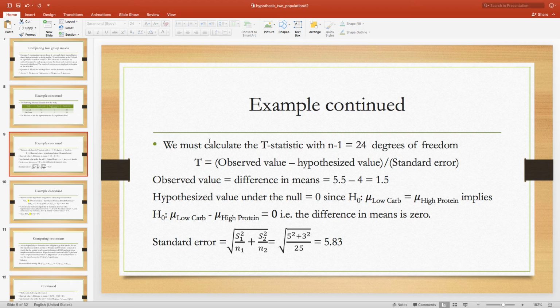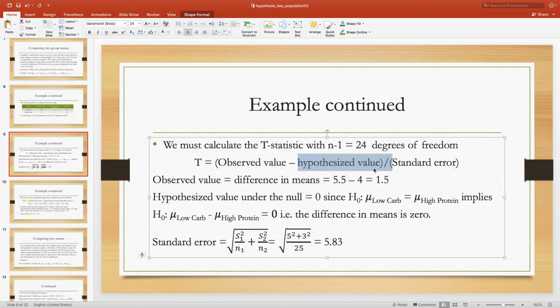Okay. And the t-statistic has the form of an observed value minus the hypothesized value, and then we divide by our standard error. Here, our observed value is the difference in means. It's 5.5 minus 4, which is 1.5. The hypothesized value of this difference is 0, since this is our null hypothesis. Okay. And our standard error is given by this, and we just plug in the given information, and we calculate that, it's 5.83. Okay.